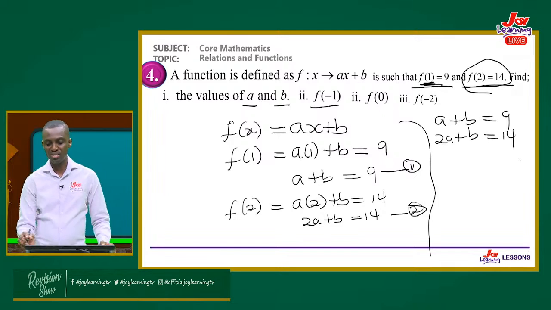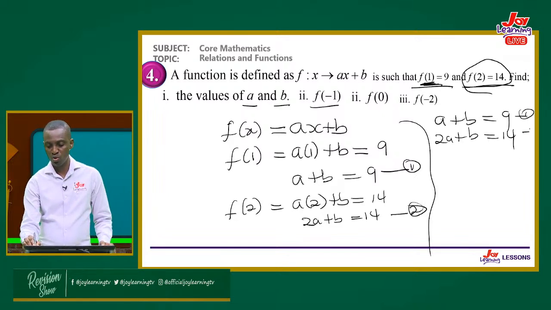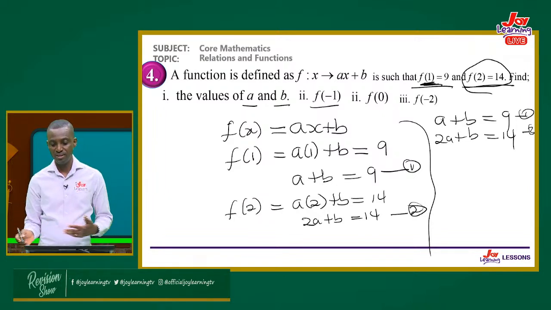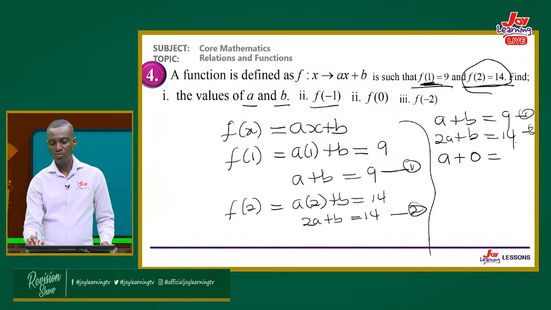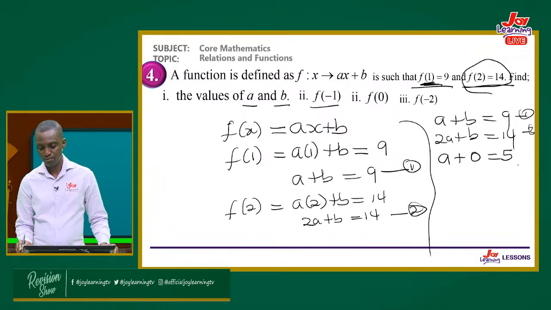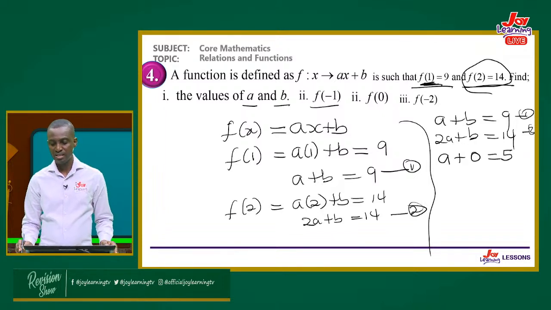Let's try to revise very well. So I can subtract equation 1 from equation 2, or equation 2 from equation 1, so that I can eliminate the b. So subtract equation 1 from equation 2. That means 2a minus a will give me a. Then b minus b will give me 0. Then 14 minus 9 will give me 5. All right.